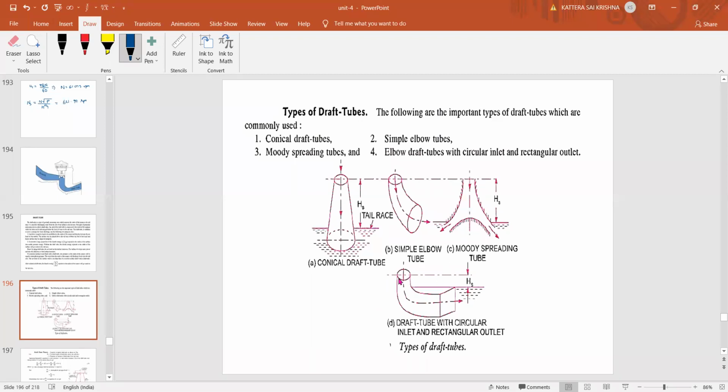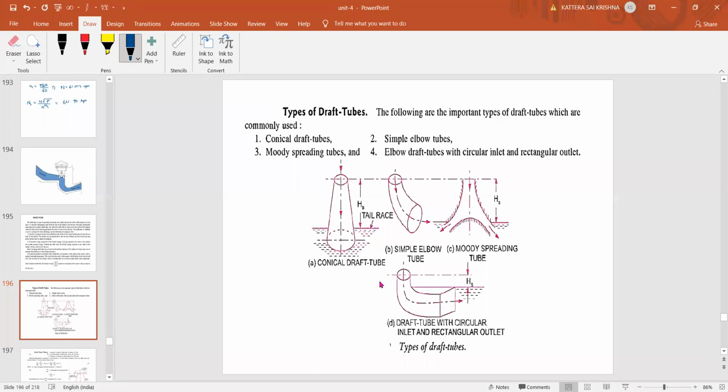Next, the last one is this one. It is also elbow type, but what happens is at the inlet the cross-sectional area will be a circle, and at the outlet it becomes a rectangular outlet. Cross-sectional area becomes rectangular. Here you can see the outlet is a rectangular part, and the inlet of this will be circular. Okay, so these are the types of draft tube.